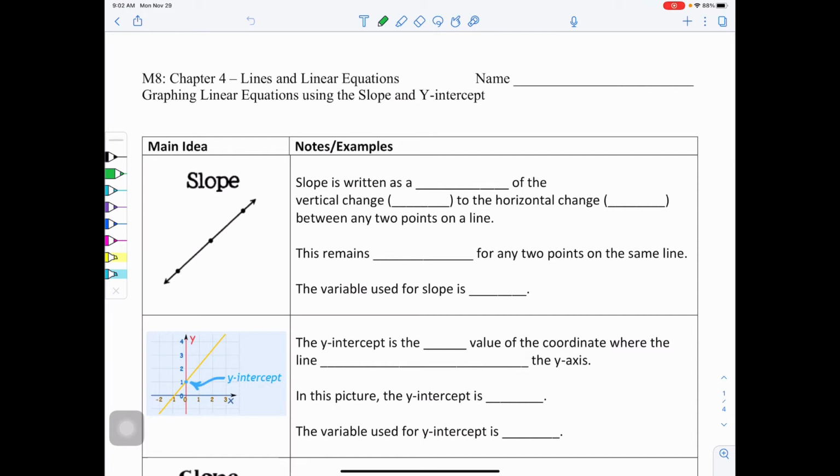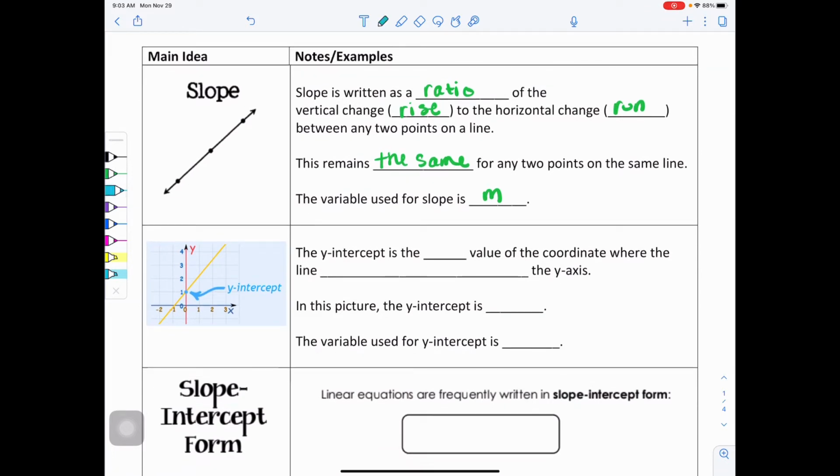Our next lesson is called Graphing Linear Equations Using the Slope and Y-Intercept. So let's start with our first main idea, which is slope. Slope is written as a ratio, so this is review, of the vertical change, which would be the rise, to the horizontal change, which would be the run, between any 2 points on a line. This remains the same for any 2 points on the same line. The variable used for slope is m.